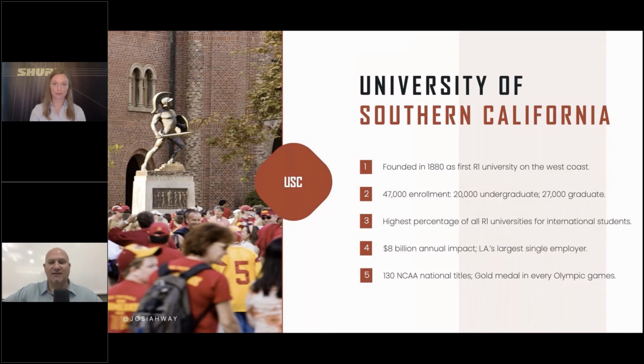We have an enrollment of 47,000: 20,000 undergraduate, 27,000 graduate. We have the largest percentage of international students of any R1 university in the United States. And this becomes important when we start talking about our COVID response, because we have a lot of students who can't get here to campus. You're probably all dealing with that as well. We are LA's largest private employer, and we impact the economy by $8 billion a year. We're very, very proud of our sports titles. Fight on. All right, next slide.